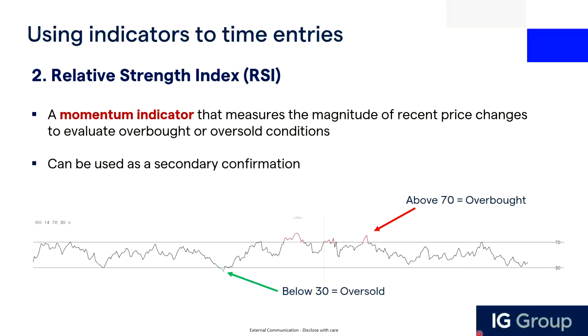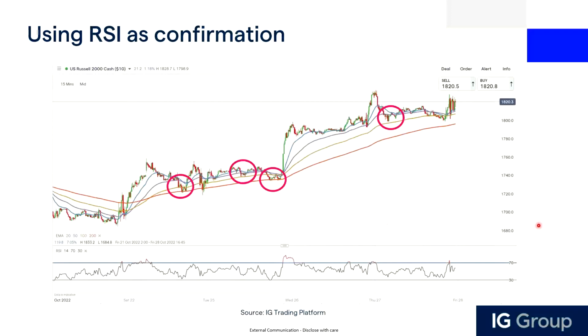But for us today, to keep things simple, if it's overbought, we try to sell an overbought market. If it's oversold, we try to buy an oversold market. Okay, so we use this as a secondary confirmation. So again, if we apply it to the charts, in this example we're looking at the Russell 2000.